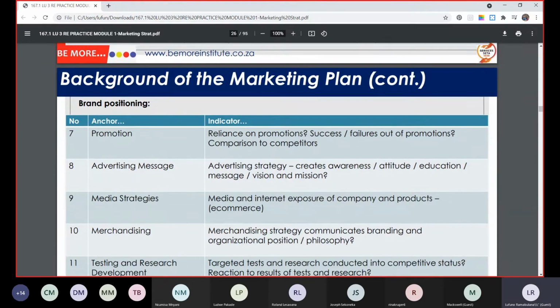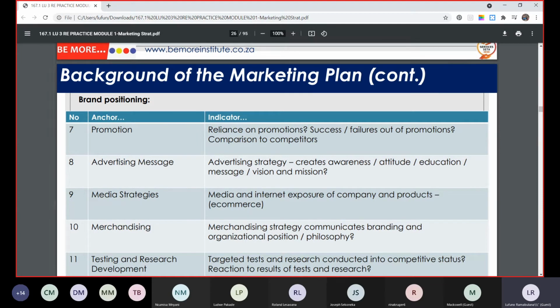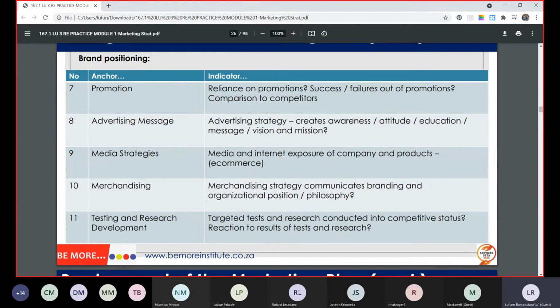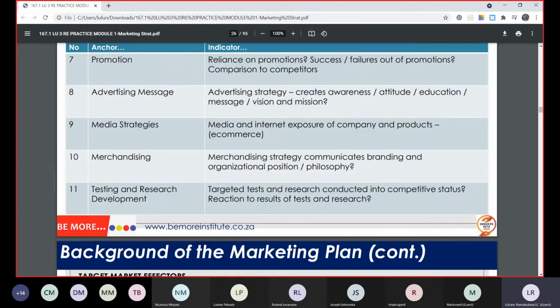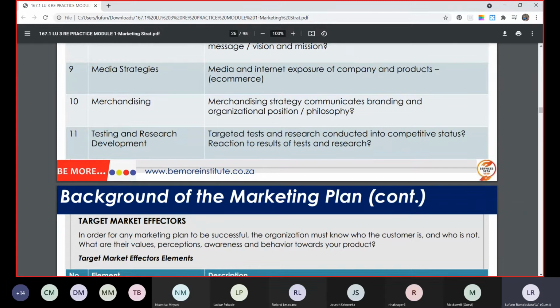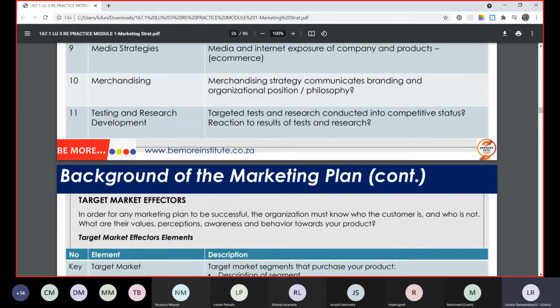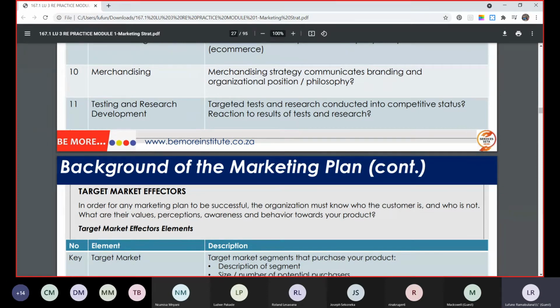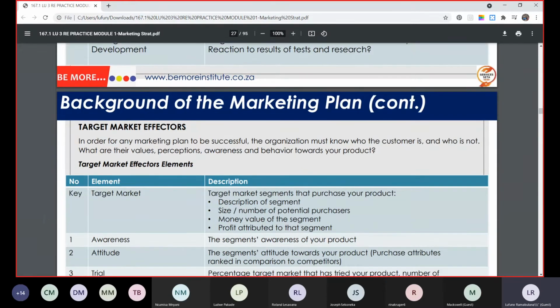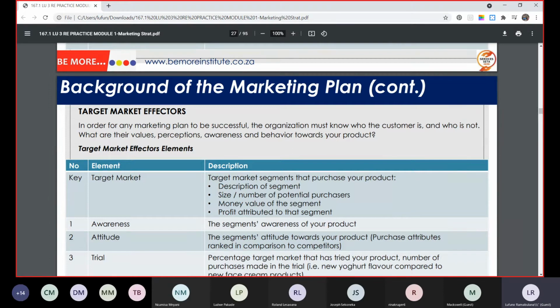Your promotion: reliance on promotion, and the successes and failures of the promotion in comparison to your competitors. All these things are always in contrast: is our promotion working very well when we compare to our competitors? Your advertising message is the same thing: how you create awareness, attitudes and the education message in line with the vision and the mission. Your media strategies, we've already touched on this. Your merchandising: how are you going to put the different attached products around that? Testing and research development: the target tests and research conducted into your competitive status. How competitive are you in that particular market? So these are the different things that one would need to look at.